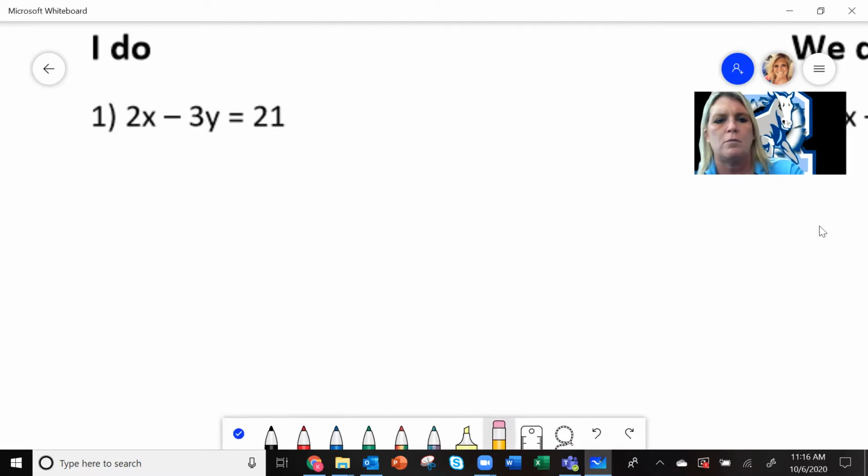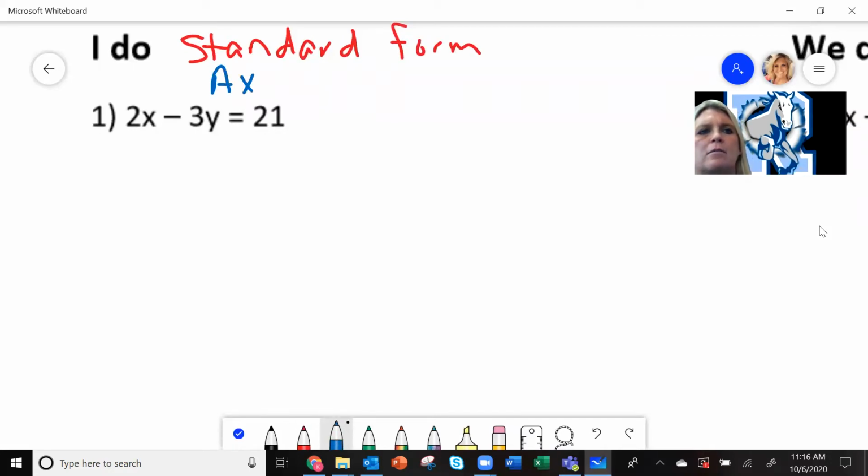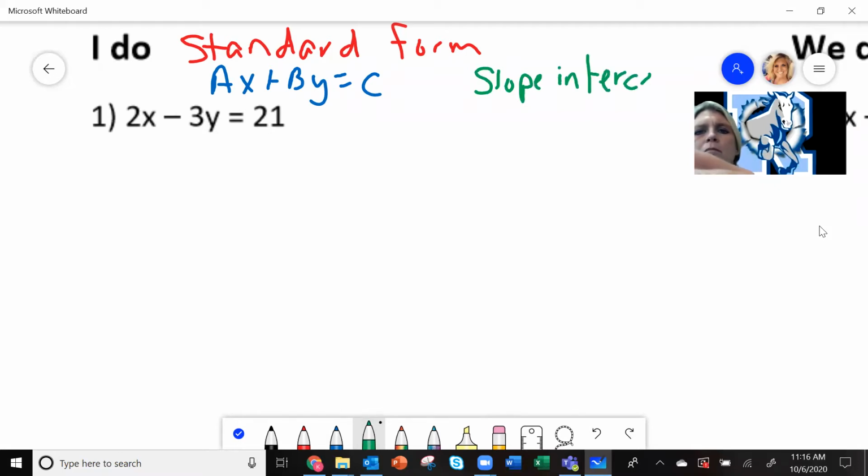So first off, remember that standard form, see if I can write. Board's being a little wobbly on me. That is Ax plus By equals C. That's what we have right here. So now we're going to have to take that and rearrange it to put it into slope intercept form, which is y equals mx plus b.